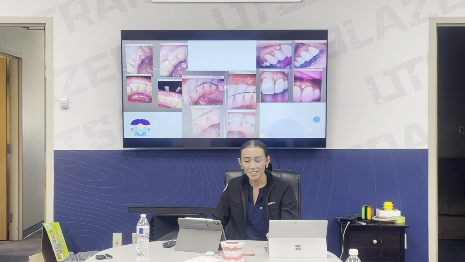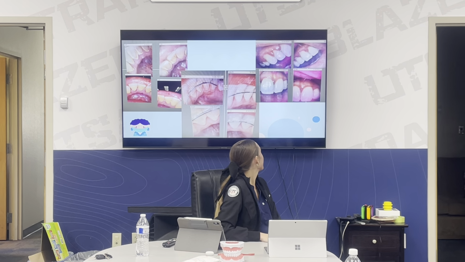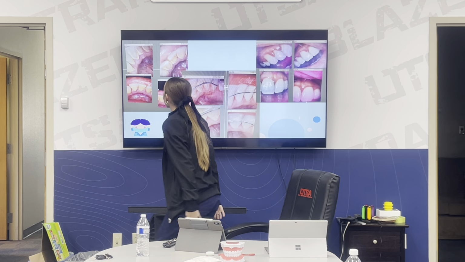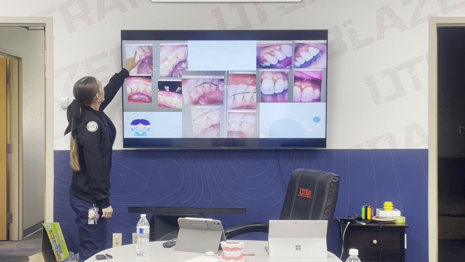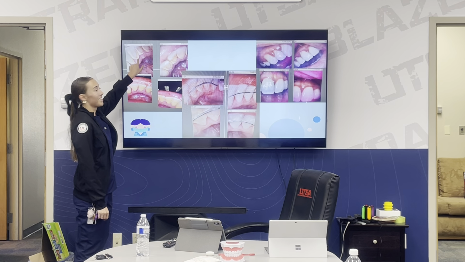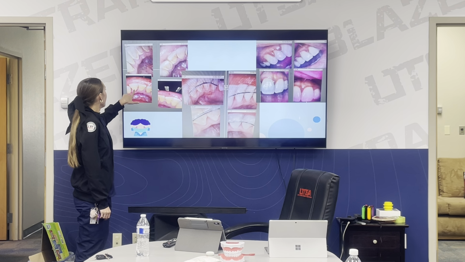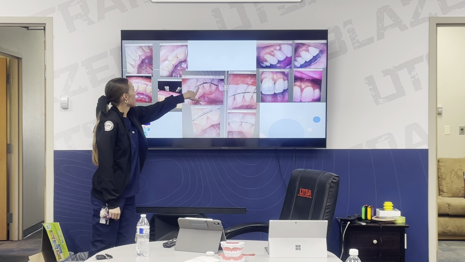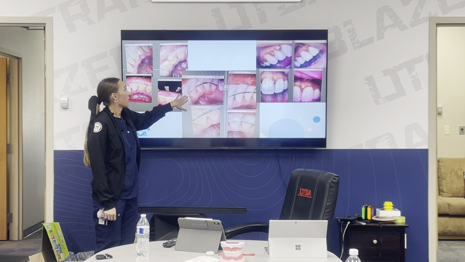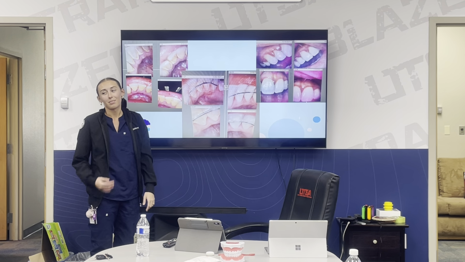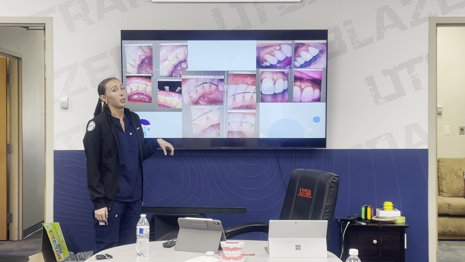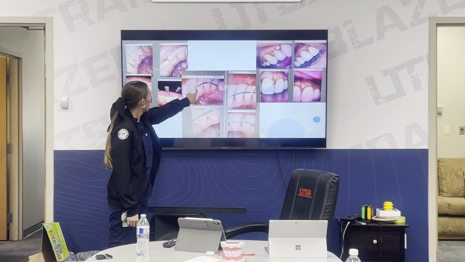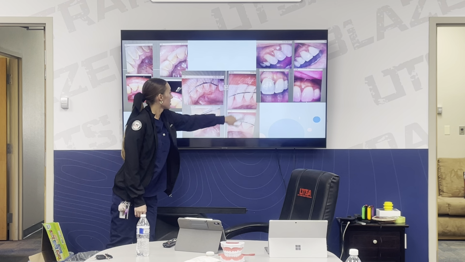So these are some pictures of some of my patients, and they all gave me permission for these to be shown. This is calculus that you can see all around the teeth. And then this is after I cleaned it all up. This is a lingual bar from ortho. They really grab onto calculus a lot. You can see it here. These aren't the best pictures, but this is after.